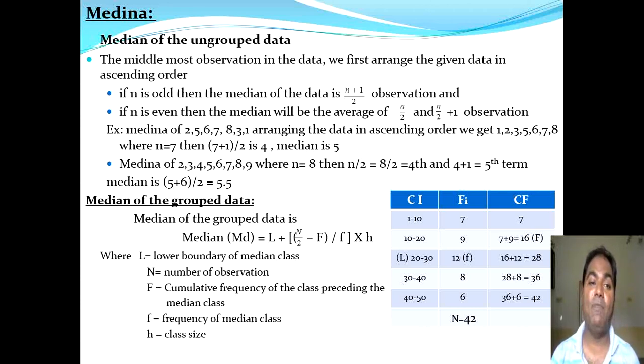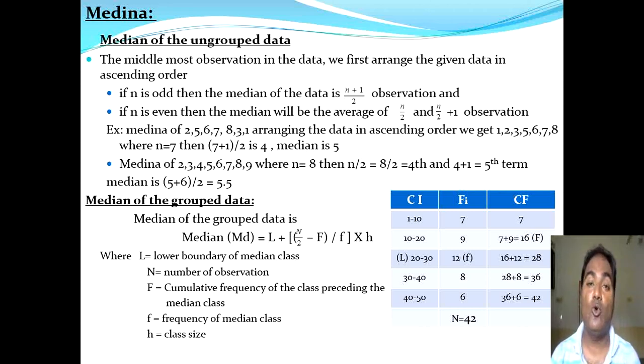And I have given examples. Just see the example. In one of the examples, the n count is 7, an odd number, so (7 plus 1) by 2 is 4. When we arrange this series, we get the median as 5. Now the second example, where n is equal to 8. We see that n by 2 and n by 2 plus 1 are the 4th term and 5th term. Adding the 4th term and 5th term, (5 plus 6) by 2, we get 5.5. That is, the median is 5.5. In this way, for ungrouped data, we can find the median.